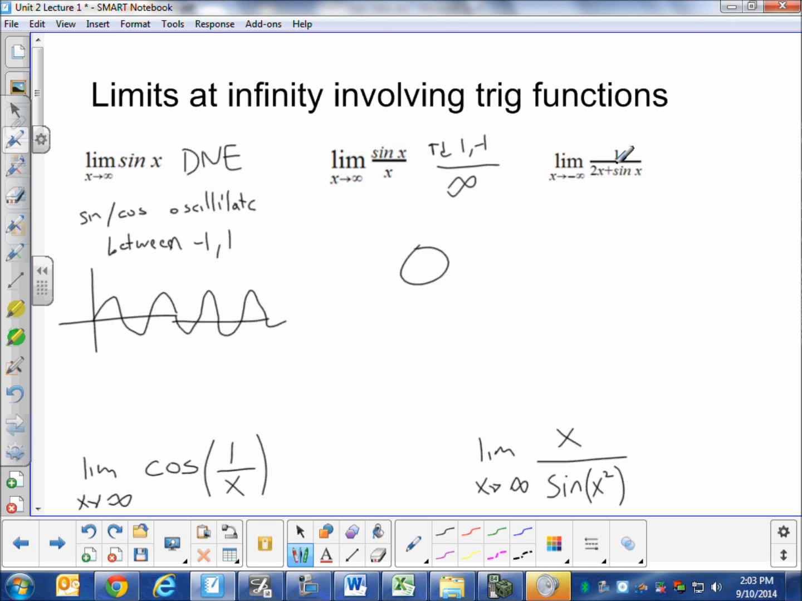It will become insignificant compared to anything with a power, like 2x, which has the power to the first power. I plug in negative infinity multiplied by 2. It's negative. So I have 1 over this huge value that's negative. It doesn't matter. We are approaching 0.